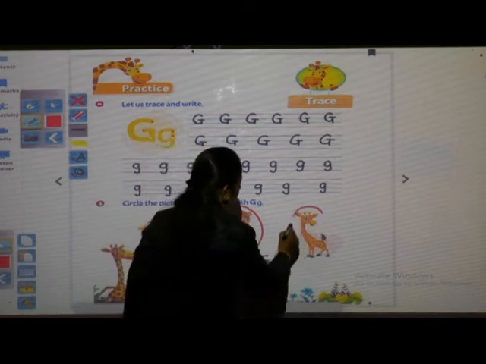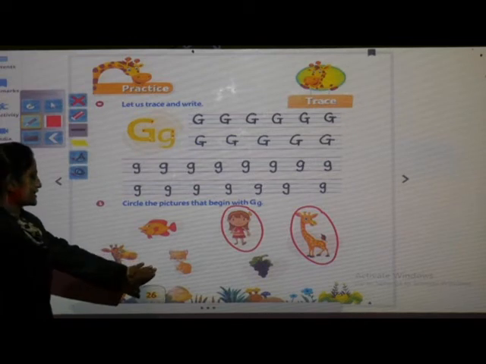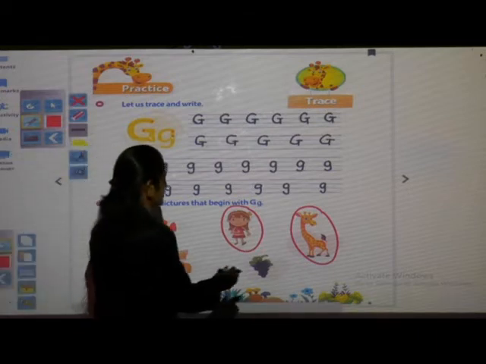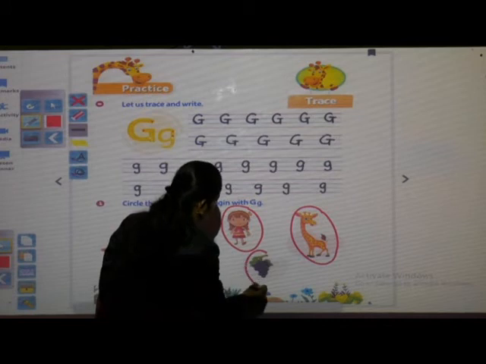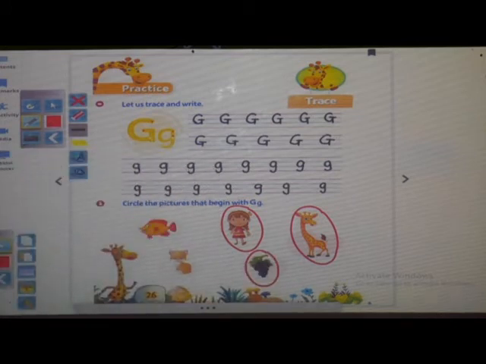Giraffe. Circle giraffe also. Which picture is this? Cat. Yes, children, it is a cat. And does it start with letter G? No. So don't circle the cat. You have to circle grapes. It starts with letter G. Okay?